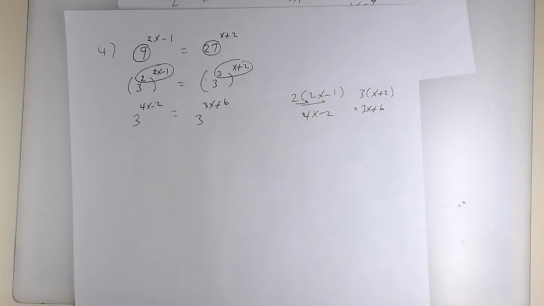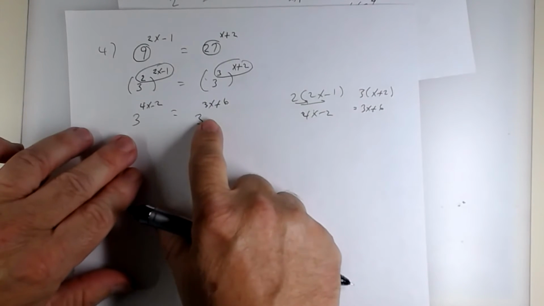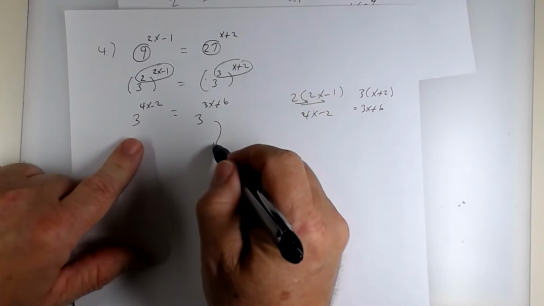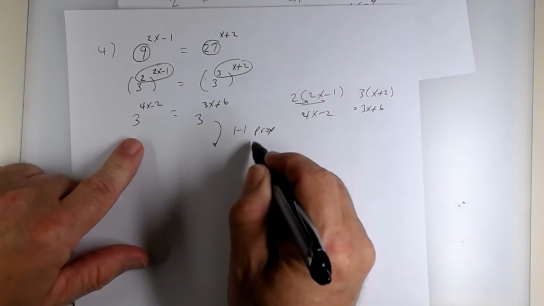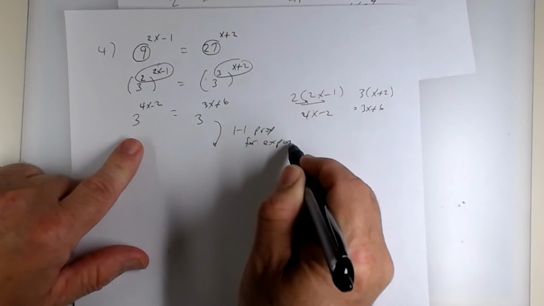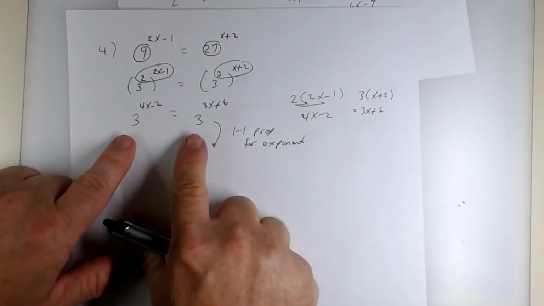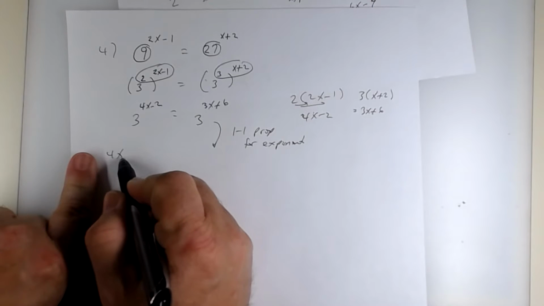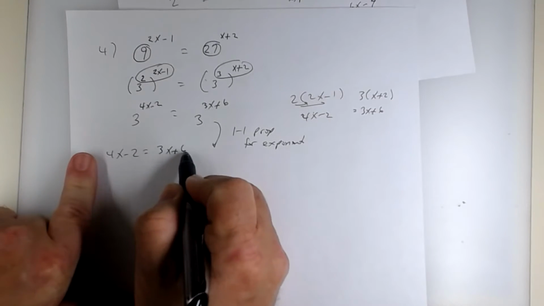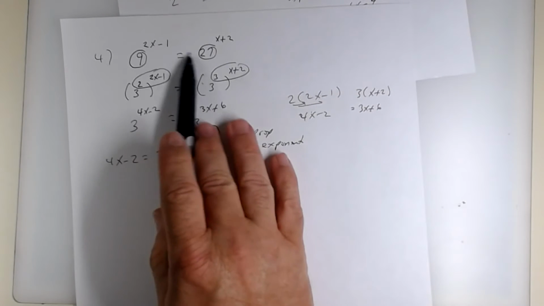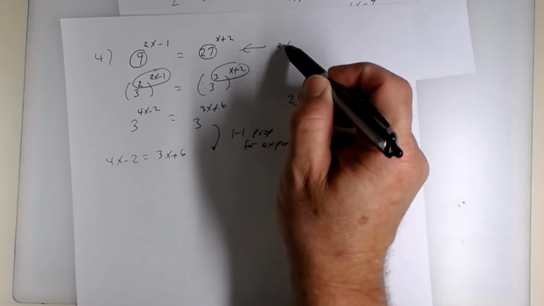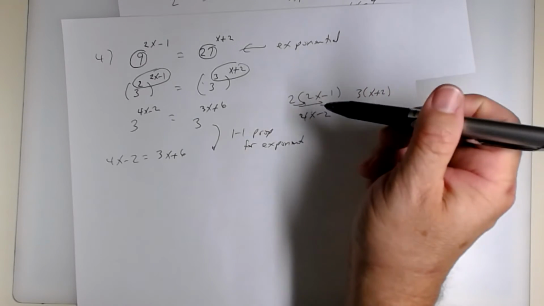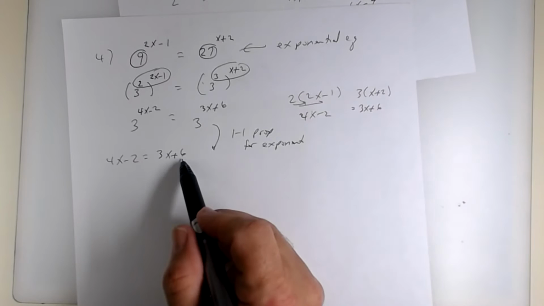And then do what? 4x minus 2 equals... So what property am I going to use to go from here to the next one? The one-to-one property. There you go. Thank you. All right, which says that if the bases are the same, then the exponents have to equal. So 4x minus 2 equal 3x plus 6. So I went from an exponential equation. See, that's exponential. Why is this an exponential equation? Because the variable is in the exponent. And this is linear.